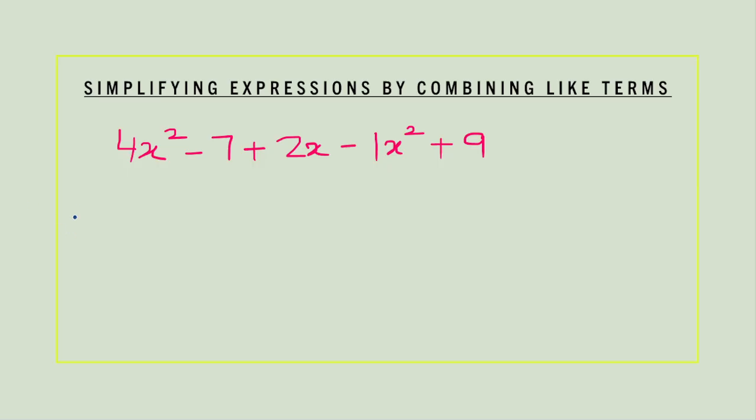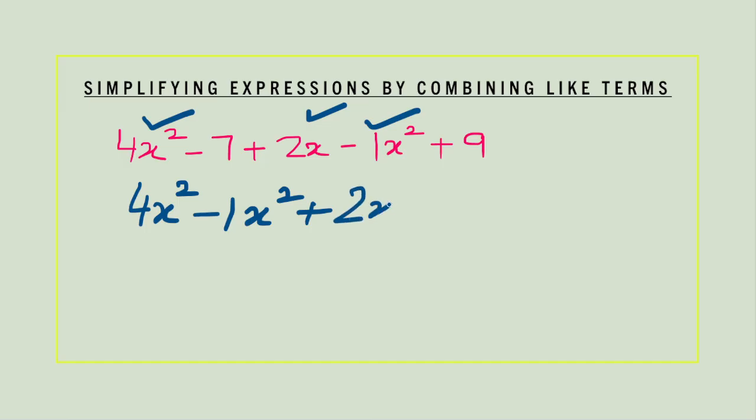In this question, I can see here x has a power of 2. So let's first write down all the like terms together. 4x square minus 1x square, then plus 2x. Why am I writing plus 2x? Because x here has no power. So we are going to check, is there any other term where x has a power of 1? No, there is no such term. Then we can say minus 7, that's a constant, plus 9.